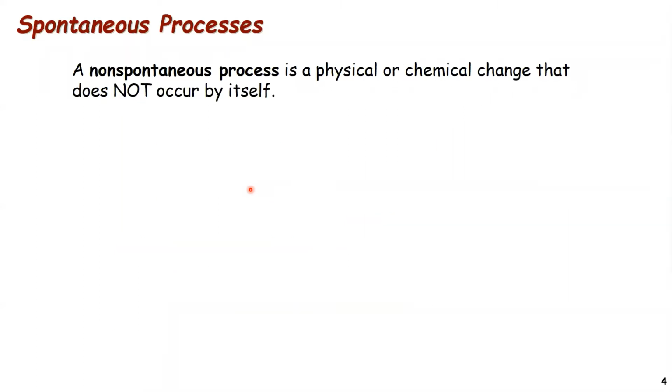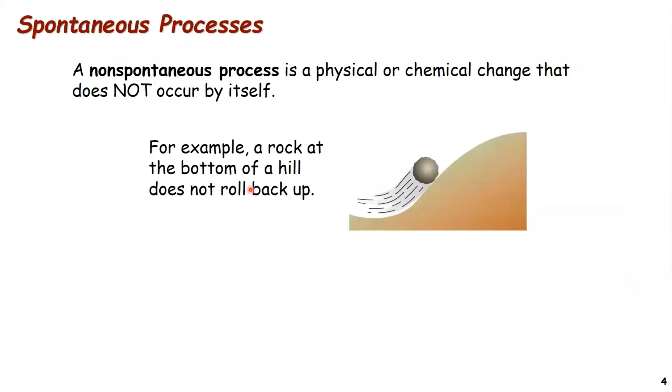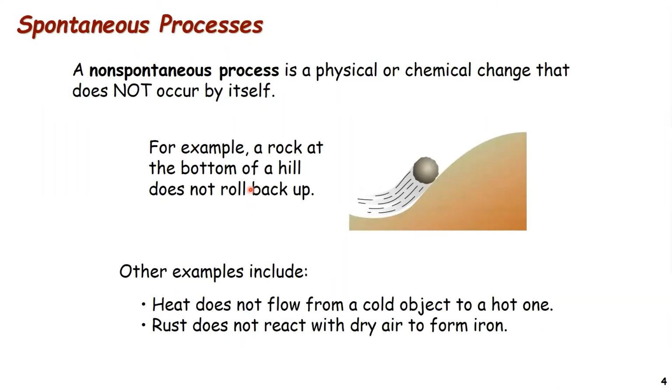A non-spontaneous process, as you can imagine, is one that does not occur by itself. It does not mean that it cannot occur. It means that it does not occur by itself. So for example, a rock does not spontaneously roll back up a hill. However, I can do work on that rock and push it back uphill, but it's going to cost me energy. Heat does not flow from a cold object to a hot one. However, we do it all the time with our air conditioners. Again, that costs us energy. So we can make these non-spontaneous reactions occur, but it's going to cost something. It's going to cost energy.